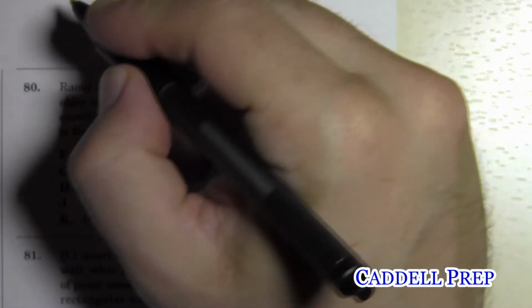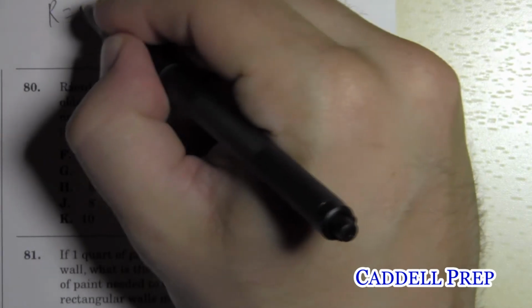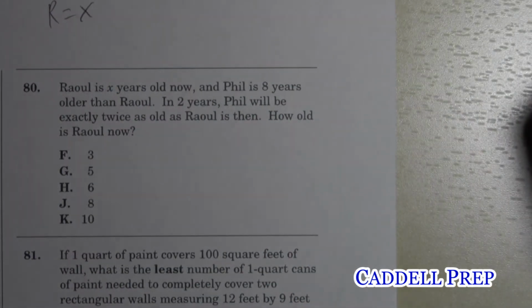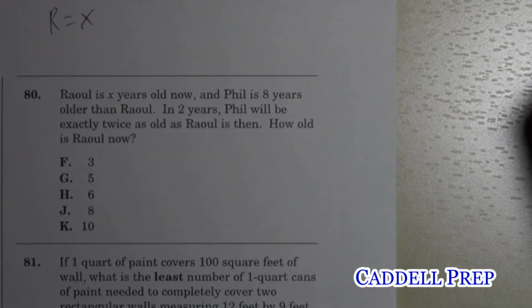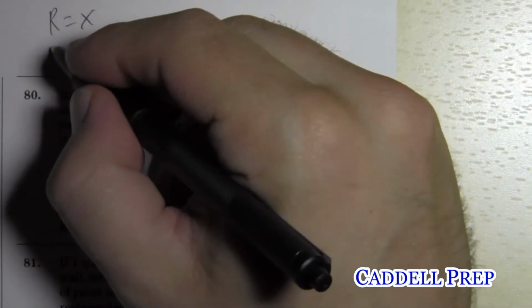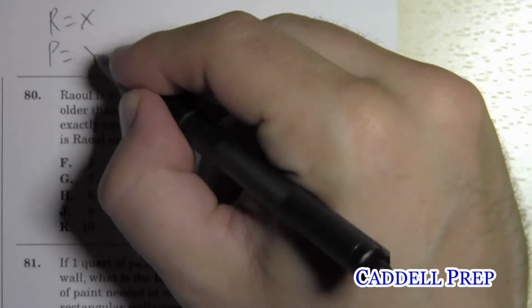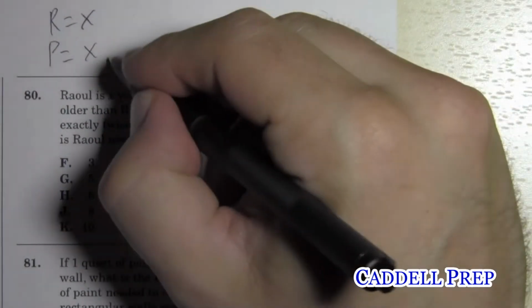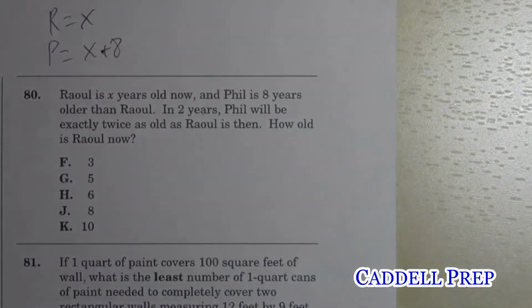Raul is X years old now, so Raul is X. Okay, then Phil is 8 years older than Raul, so Phil is Raul's age plus 8.